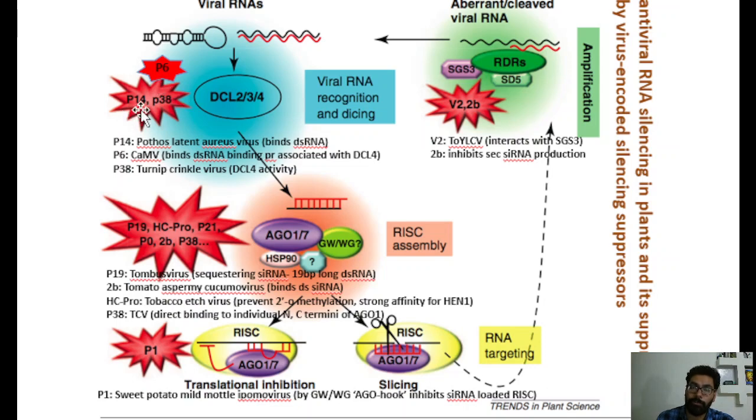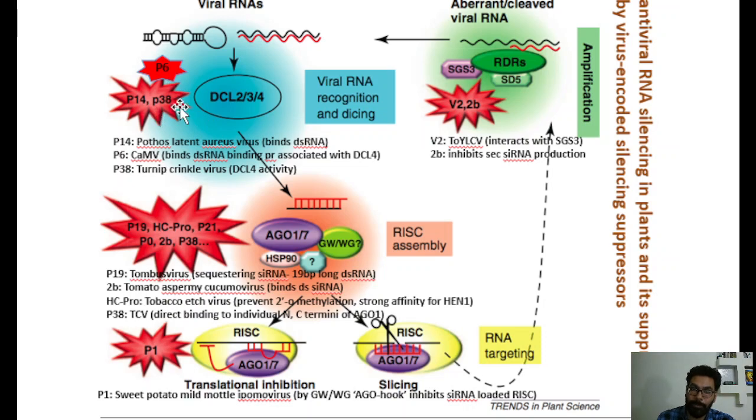These are known as virus silencing suppressors. You don't need to remember all these things. You just need to remember that viruses produce different proteins like P6, P14, P38, SC-Pro, etc. that will inhibit different steps of the RNA silencing machinery that is causing the virus-induced gene silencing.